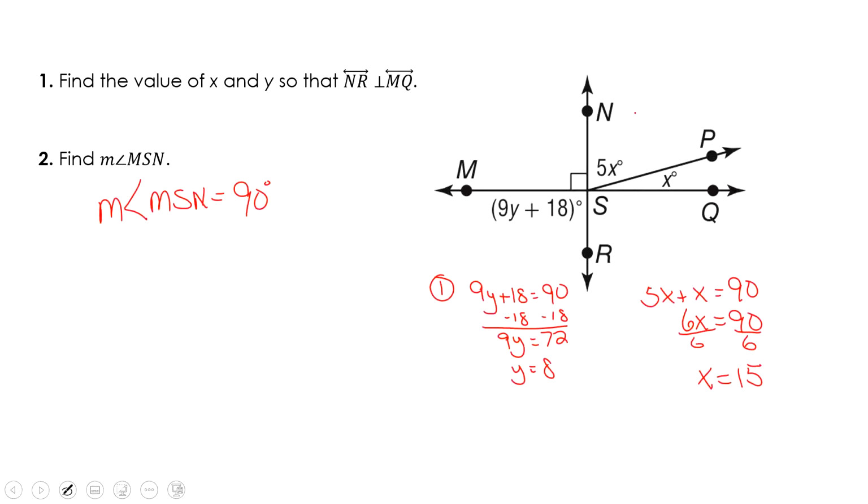All right, so the easy question was MSN is 90 because it's this angle here that they've identified with the right angle box. So you know right away that's 90 degrees. So number 2 is a piece of cake.